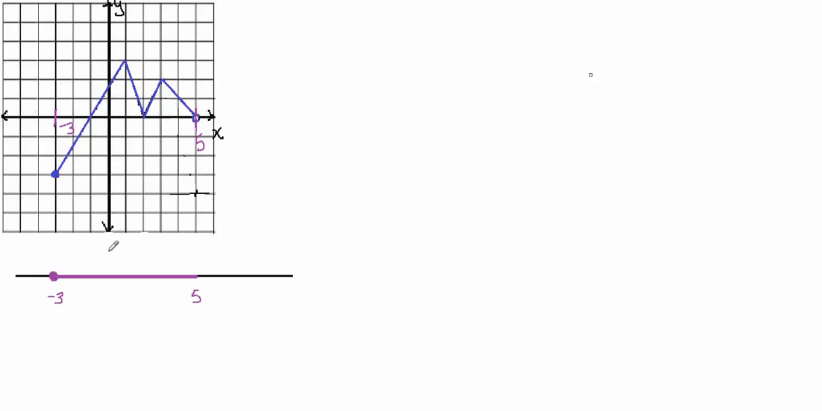It includes the endpoint -3 because the point on the graph with x equal to -3 is included in the graph. And you can tell that because it has a closed circle. The circle is colored in. But the endpoint at 5 is not included in the domain because you see the point that would have x coordinate 5 on the graph has an open circle, a circle that is not colored in and is not included in the graph. So our domain is the interval -3 to 5 with -3 included, but 5 not included.